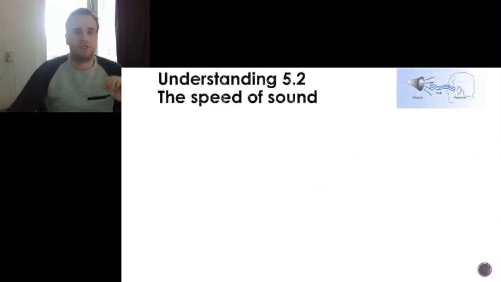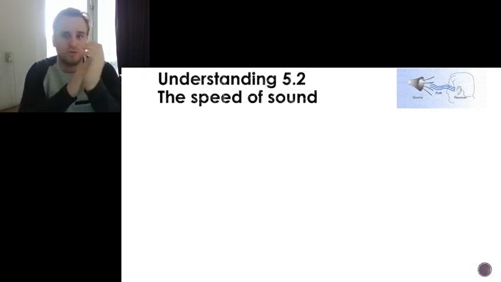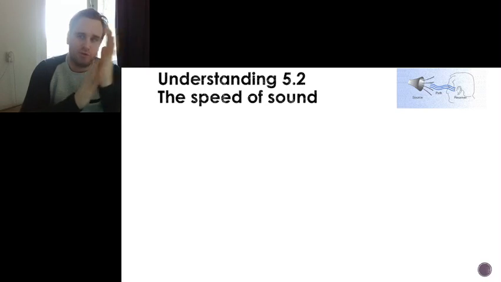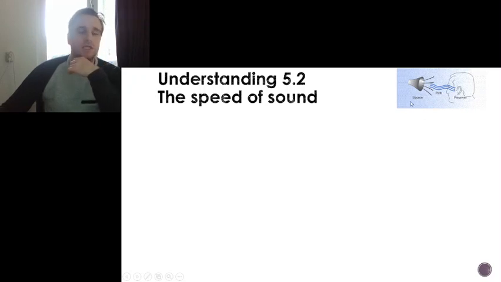Now we're going to look into the new stuff, so the understanding 5.2 and also the calculating 5.2. We're going to look at speed of sound. But first you need to know the 3 requirements for sound. You need something where a sound starts. We call that the source. And this could be anything that vibrates. So it could be a speaker, but it could also be your throat.